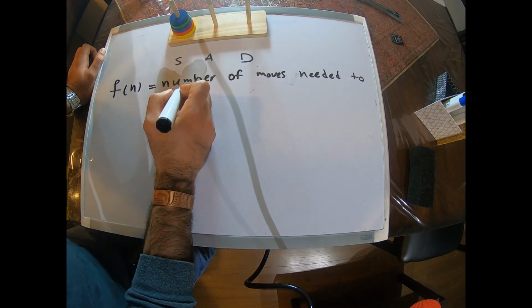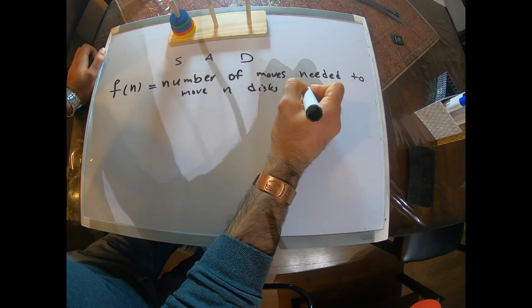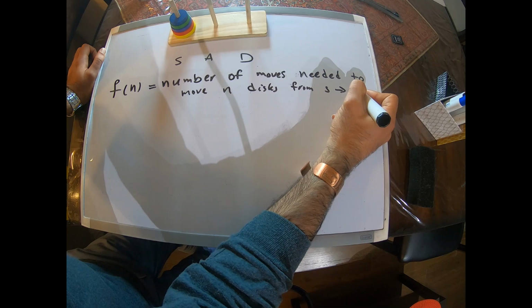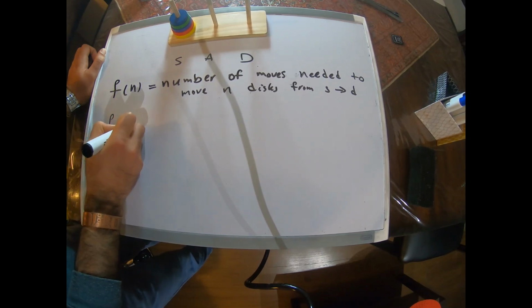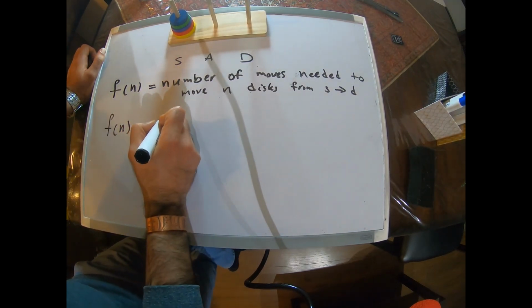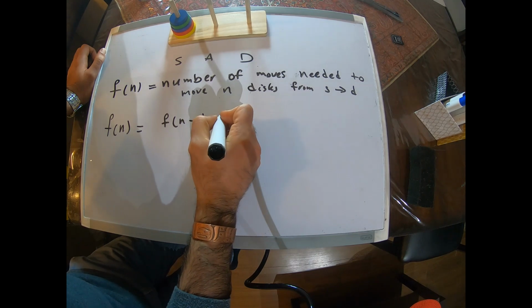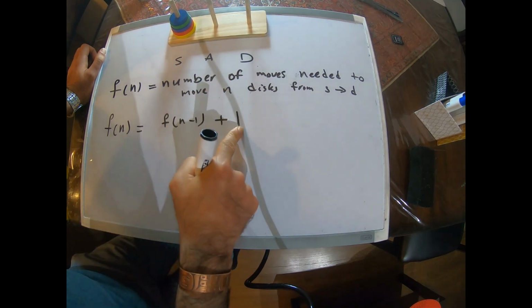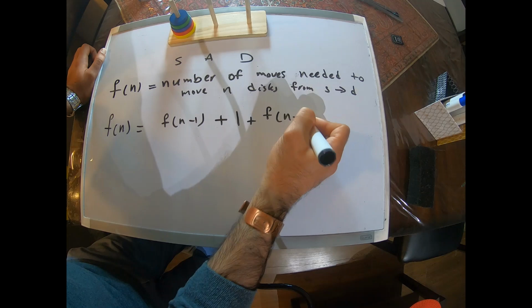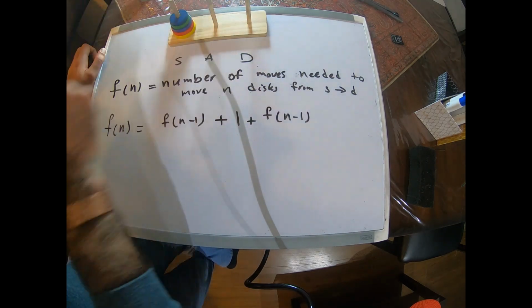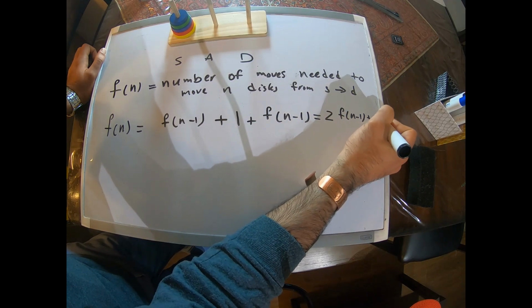to move n disks from source to destination. And we already saw that if we want to do this, we have to move n-1 disks from one rod to another rod, and then move the last disk from source to the destination, and then move again n-1 disks from the auxiliary rod to the destination rod. So this is basically f(n) = 2 times f(n-1) plus 1.